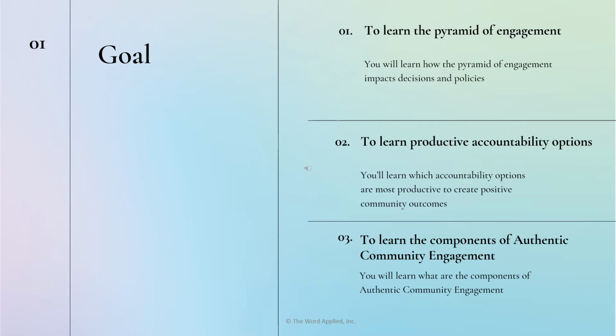So the goals of this presentation are for you to learn about the pyramid of engagement and how that impacts decisions and policies. It's also to help you understand what productive accountability options look like and how they create positive community outcomes, and also to understand the components of authentic community engagement.